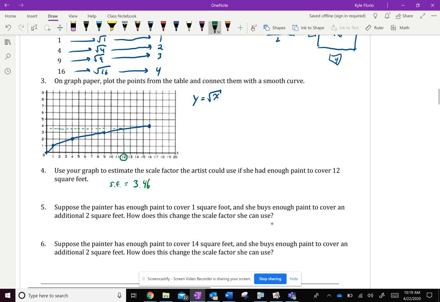But if it was 2, then we have a total of 3 square feet. And that's somewhere between 1 and 2. So for number 5, I'd say, how does that affect the scale factor? The scale factor is somewhere between 1, if it's 1 square foot, and it looks like, I don't know, 1.7?